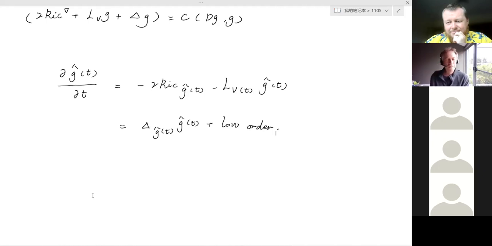In that, the first term there, the Laplacian G hat means you're taking the trace by G hat, but the connection is D, is that right? Yeah, I mean it takes the trace of the G hat T.